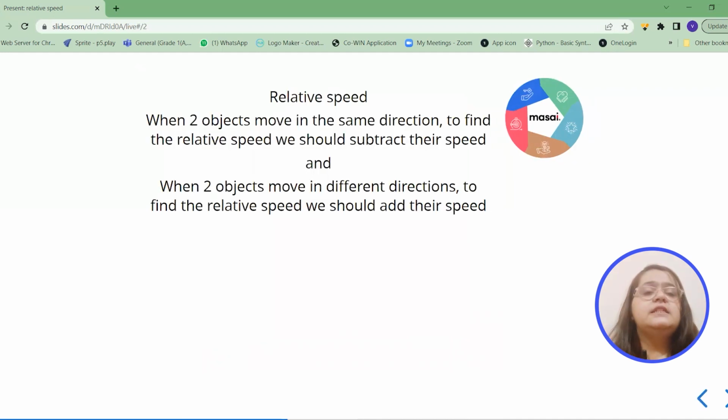Similarly, when two objects are moving in different directions, we have to calculate their speed. So, the rule says when two objects move in the same direction, to find the relative speed, we should subtract their speeds. That is, speed of the first object minus speed of the second object. And when two objects move in different directions, for example, one is going to the right and the other is going to the left, at that time we have to add their speeds to get the relative speed.